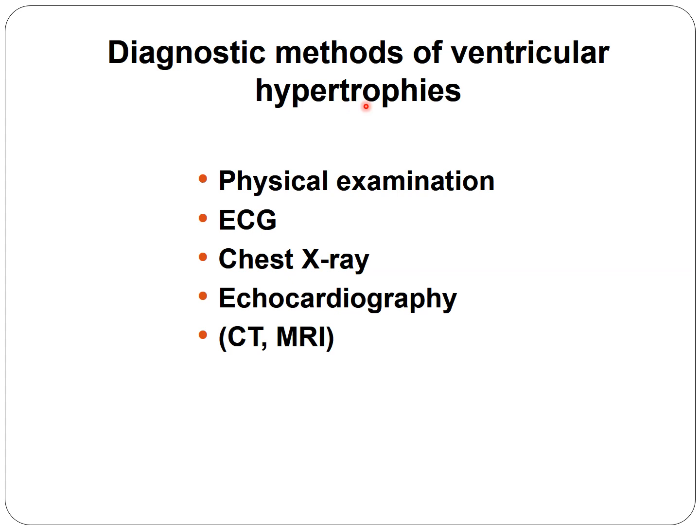The diagnostic methods used to diagnose ventricular hypertrophies include physical examination. This is the first and the most commonly used. Next, ECG. However, we have to know that ECG is not the best tool to diagnose hypertrophy. Chest X-ray is much better. Echocardiography or CT and MRI are the best tools to see the enlargement of these ventricles.